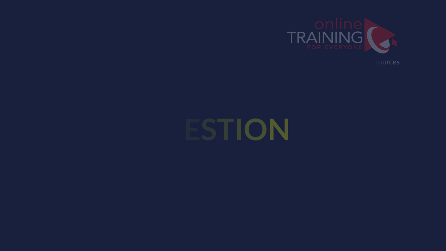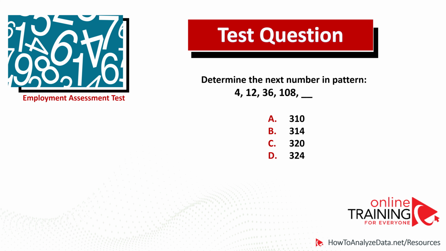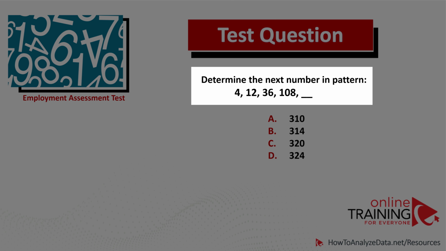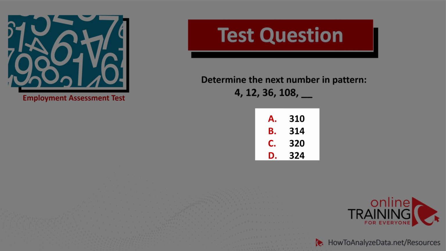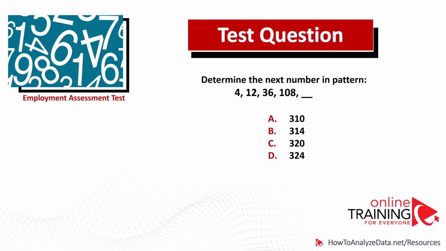Let's look at the pattern question you might frequently see as part of the test. Determine the next number in the pattern. You have a series of numbers with the last number missing: 4, 12, 36, 108, and then the missing number, which you need to determine. And you have 4 different choices. Choice A, 310. Choice B, 314. Choice C, 320. And choice D, 324. Do you think you know the answer? Let's see how we can get to the correct solution together.